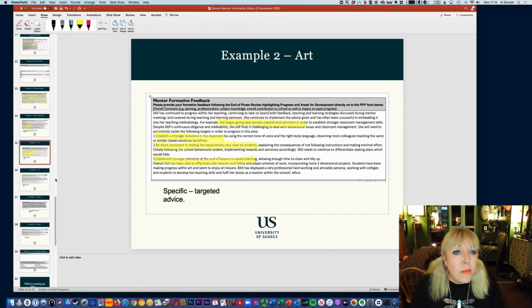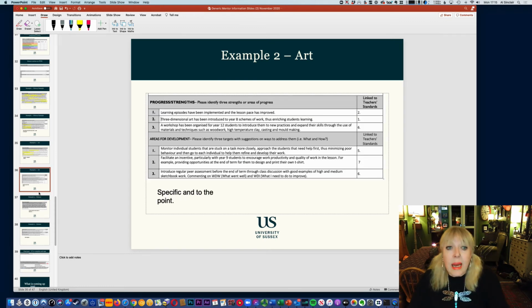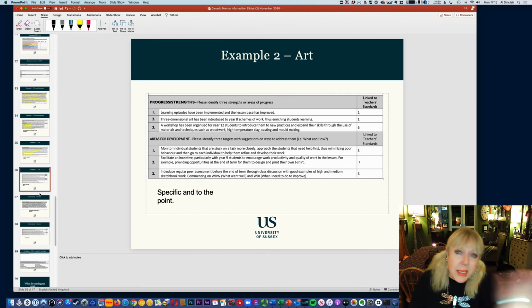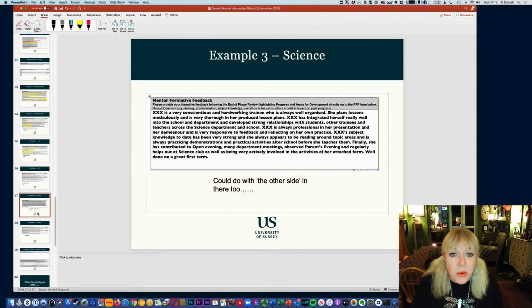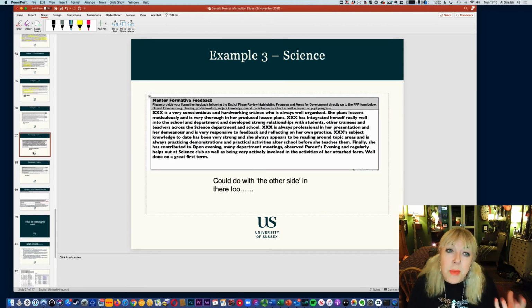Here's another example, where great work is being done by an art mentor, saying what's going well, and then we've got some really good suggestions there of how to get better. And it's implemented again there into the written lesson, just as pointed. It's great. Now, here's one from a science mentor where it's lovely, it's really, really positive, but we could do with the other side. Yeah, nobody's perfect.